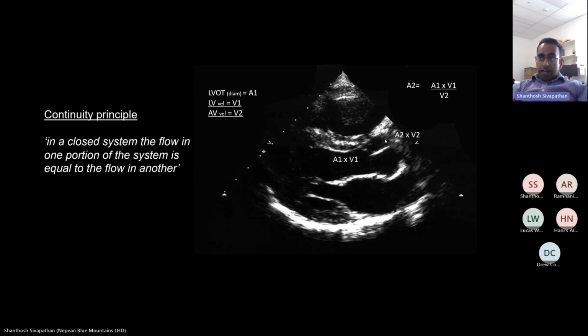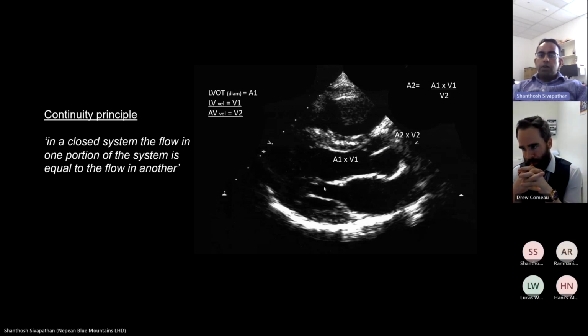For measuring what the actual aortic valve area is, what we do is use the continuity principle. In other words, blood flow going in equals blood flow going out. And if we know what the area of one of the variables is, we'll be able to figure out what the area of the other variable is. So A1 times V1 will equal A2 times V2. And if you rearrange the equation, you'll get A2, which is what we're trying to figure out in terms of what the aortic valve area is, equal to area 1 times velocity 1 over velocity 2.